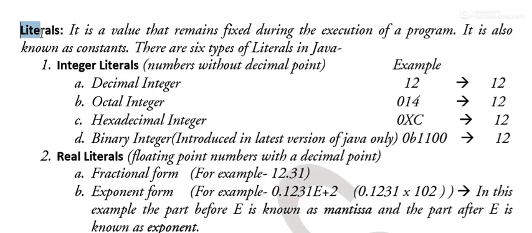Literals are the fixed values. There are 6 types of literals. Integer literals represent integer value. Integer literals are of different types. However, we use only decimal integer, but Java recognizes octal integer, hexadecimal integer, and binary integers. Any number beginning with 0 is known as octal integer. This 014 is the equivalent octal of 12.